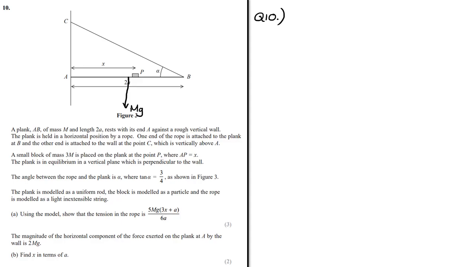Okay. What else do we have here in our diagram? Well, we're also going to have a tension force in the rope. Okay, and it's going to act up like this. So we're going to add that in, say there. We'll call that T for tension. We also have a small block of mass 3m, and that's at this point here P, which is modelled as a particle. So we can also add this force on. That will be 3mg.